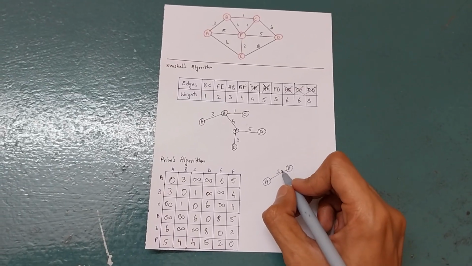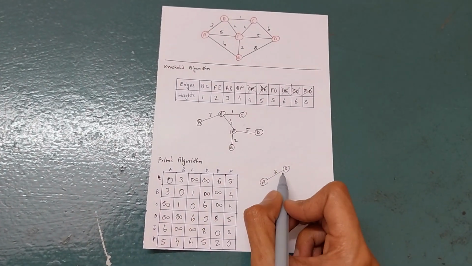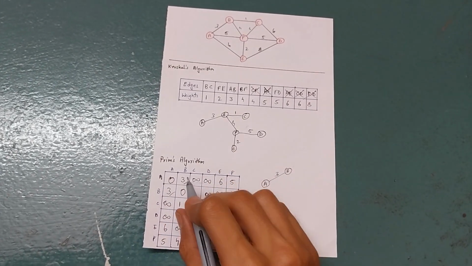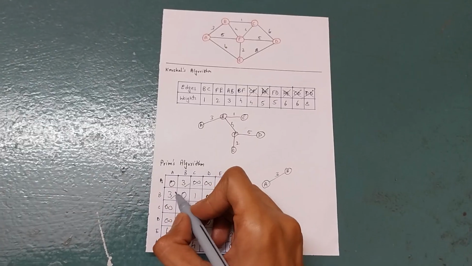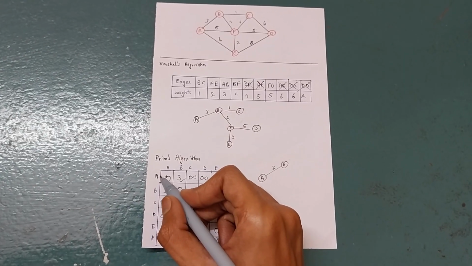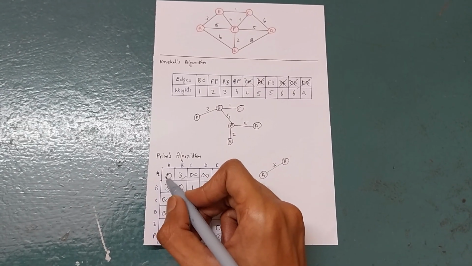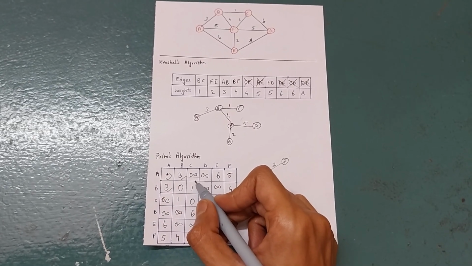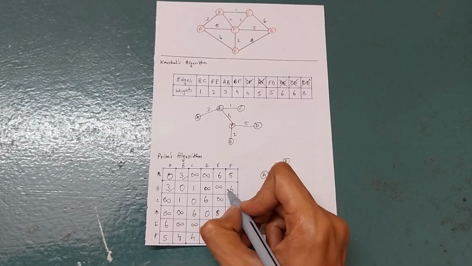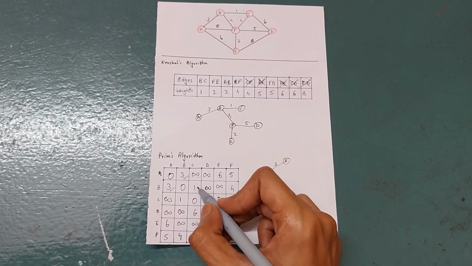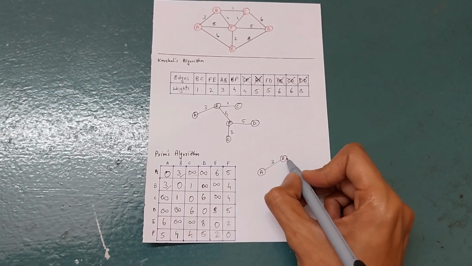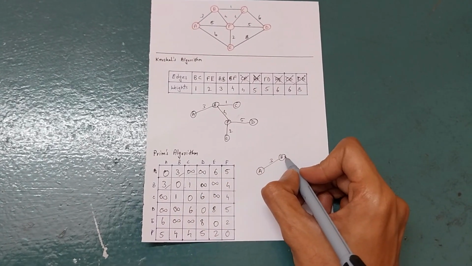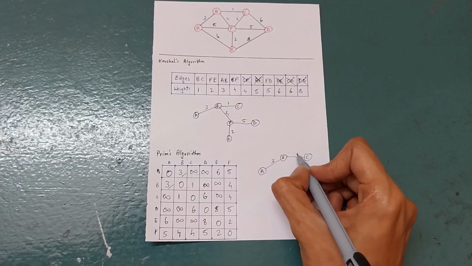So A to B. I need to draw A to B and the value is 3. Okay. Now I have selected A and B, right? So I'll tick mark in that box. So A to B and B to A. Okay. So now I'll see in A and B. In both the rows, I'll see which is minimum, which is not ticked. So you can see 1, 4, 6, 5. So 1 is minimum. So I will choose that. So that is B to C. So I'll write B to C as 1.